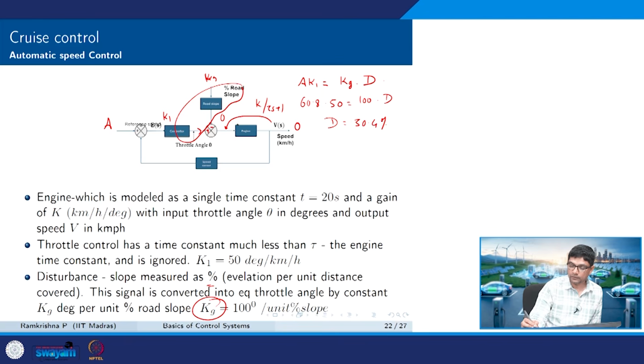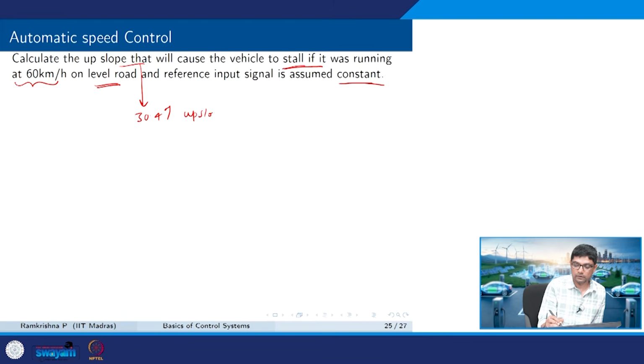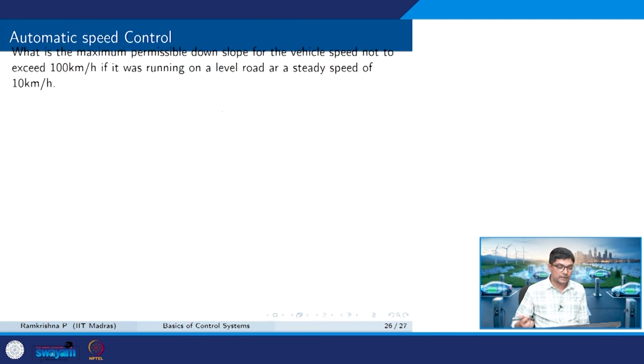35.4%. When the d is 30.4% at the upslope, that is 30.4% upslope, it will cause the vehicle to stall if it was running at 60 km per hour on level road with reference as 60.8. Okay, next one.